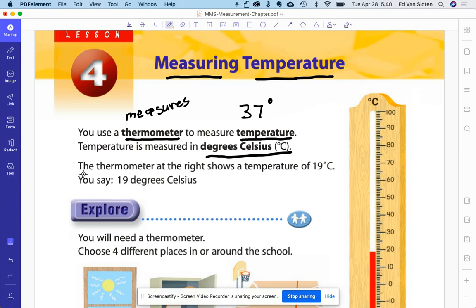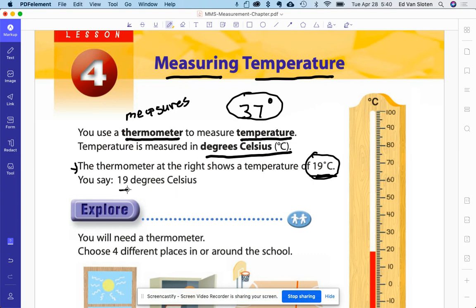All right, let's get on with this. The thermometer at the right shows a temperature of 19 degrees Celsius. Right away, we know it's not a human being, because we would expect a number around 37. But it might be what the temperature is like outside. That would be perfect weather for a jumbo recess, as long as it's not raining.